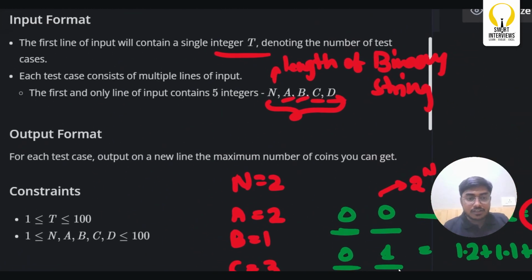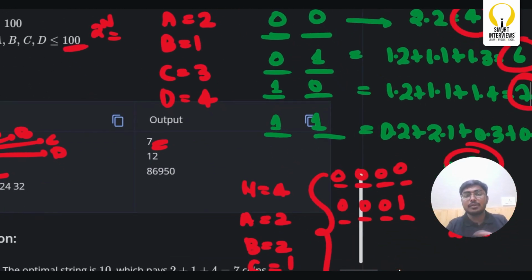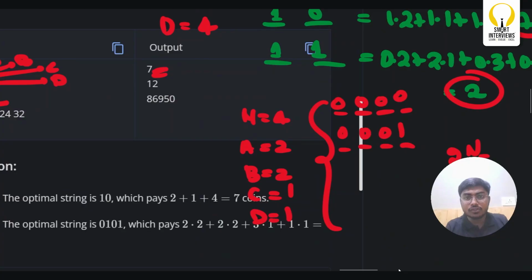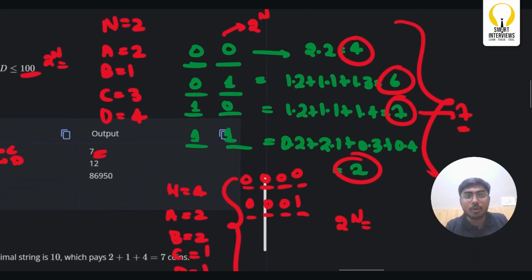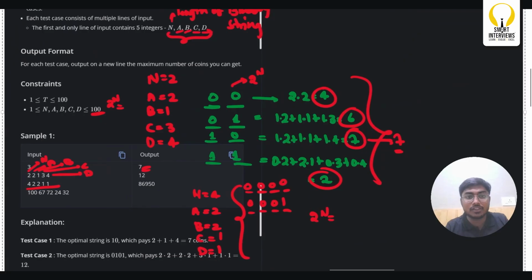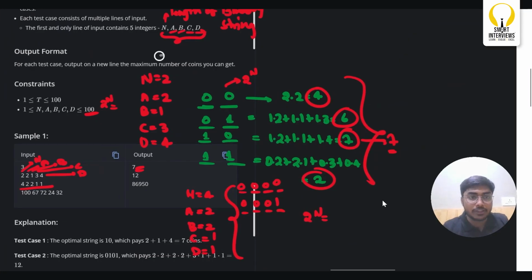And if you look at the constraints, 2 power n is not going to work. N is 100 here, so that solution is not going to work. But in a brute force way, you can try. So now let's look at, in a greedy way, how can we get the maximum number of coins? Which sequence can give us the maximum number of coins here?